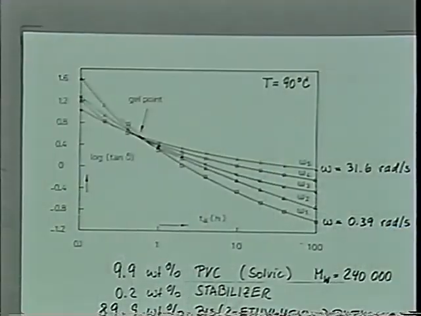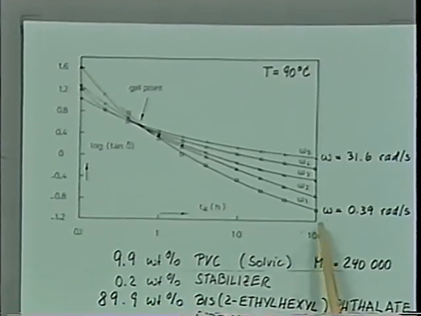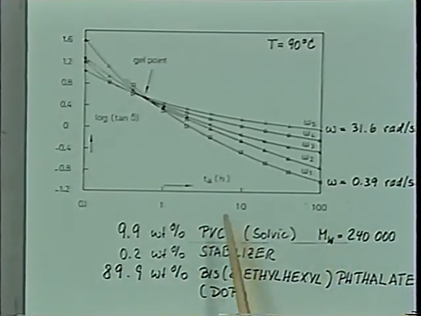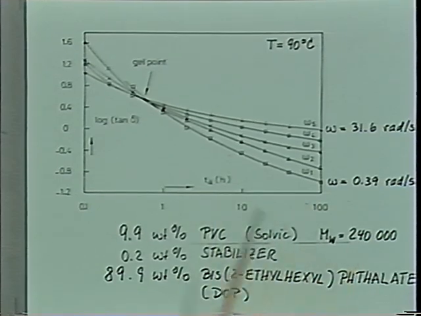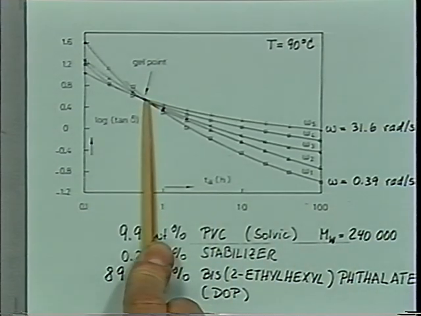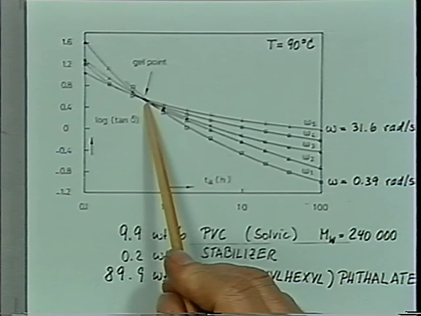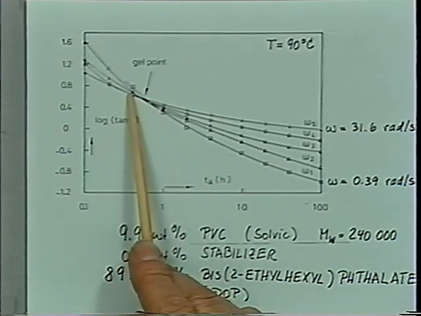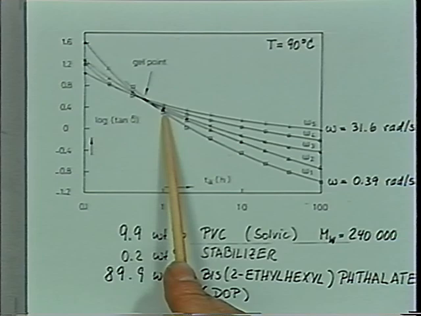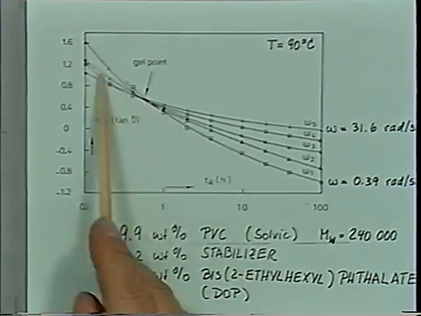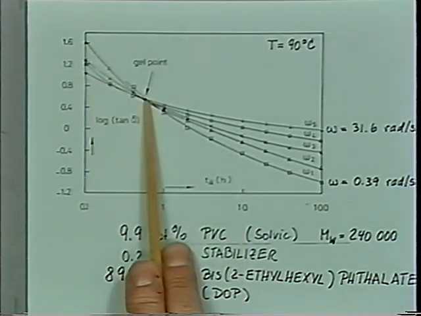He gave me G prime, G double prime, and plotting tan delta now as a function of aging time, we found that indeed tan delta was independent of frequency at about 45 minutes. That's what Klaas claimed was his gel point. Note that he didn't even take any data at the gel point. He took some data before the gel point and took some data after the gel point. But by connecting those lines, we know where the gel point is.